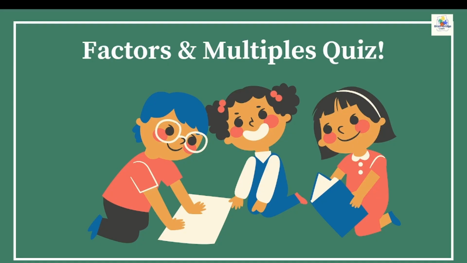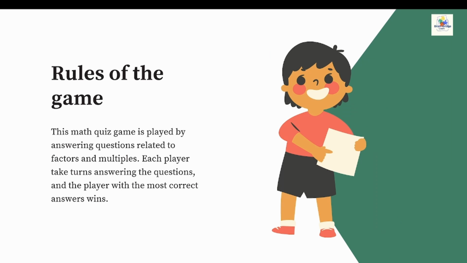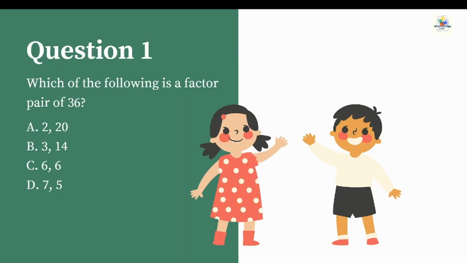Next we have factors and multiples quiz. So rules of the game. This math quiz game is played by answering questions related to factors and multiples. Each player takes turns answering the question and the player with the most correct answers wins. I will give the answers at the end. First, answer all the questions.